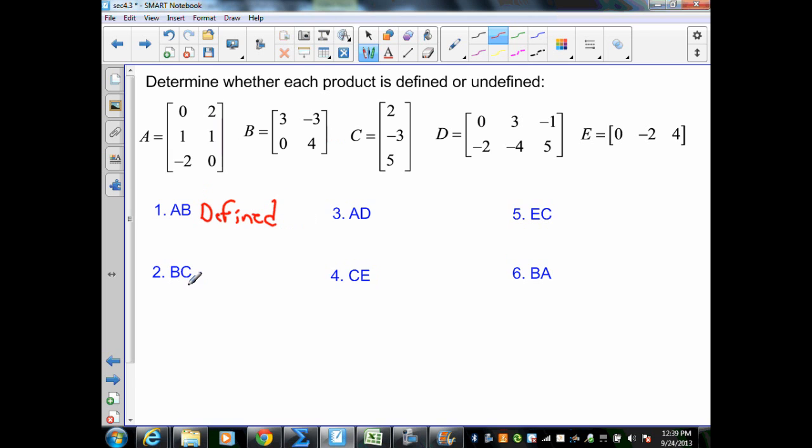Number 2, B times C. B has 2 columns. C has 3 rows. These do not match up. Therefore, they have incorrect dimensions to be able to find their product. Therefore, this is undefined.